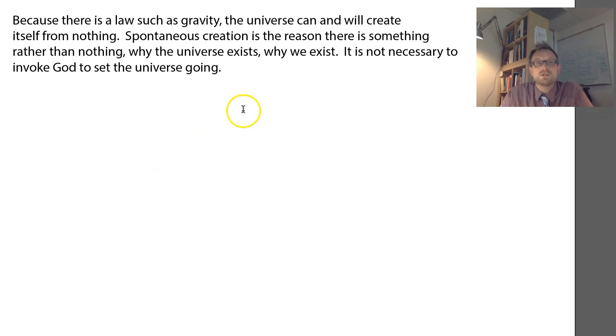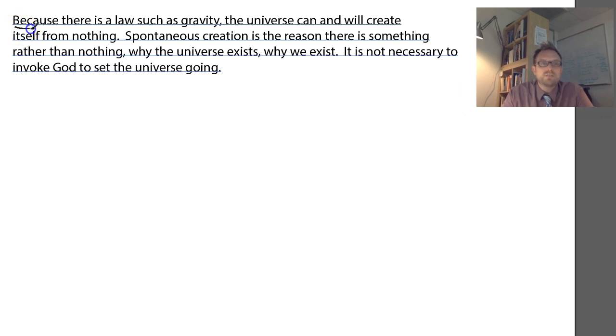Because there is a law such as gravity, the universe can and will create itself from nothing. Spontaneous creation is the reason there is something rather than nothing. Why the universe exists, why we exist. It's not necessary to invoke God to set the universe going. So you can see here, this is the opposite sort of view, or different but slightly related. But what we've got to do here is first, let's just begin by labeling the premises.